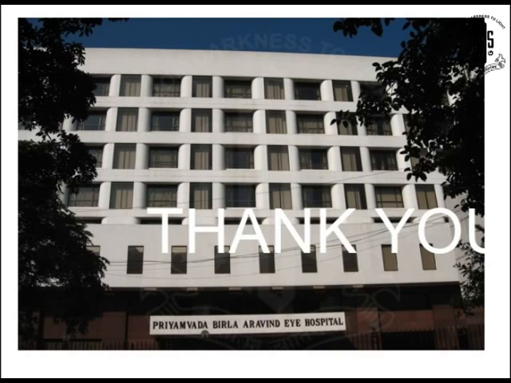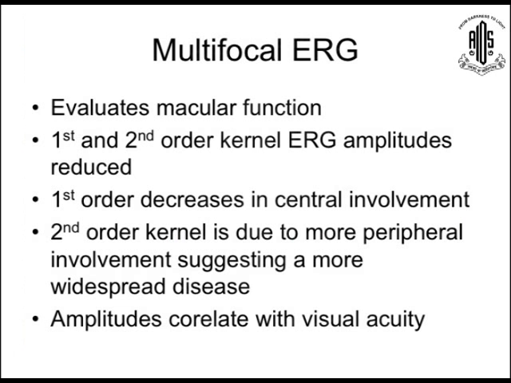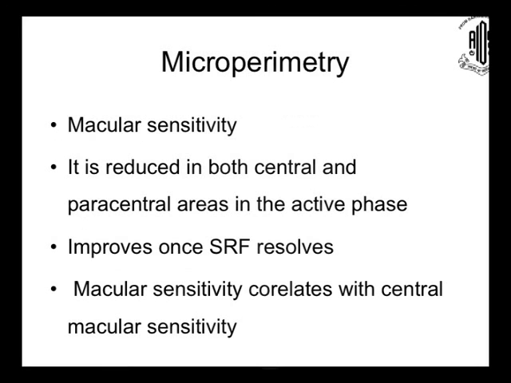Thank you. And there are two other things we want to say, but this is not perfectly imaging, because this is the electrophysiological multifocal ERG, which we do mainly for research purposes. I'm not going into details. The only thing I can mention is the first order decreases in central involvement, and the second order is due to more peripheral involvement. In fact, both the first and second order multifocal ERG amplitudes are reduced. And then there is microperimetry. That is also strictly not imaging, but it is getting used in CSR to judge prognostic factors. Thank you.